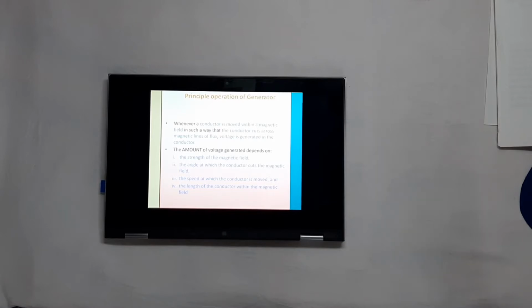Here the conductor cuts the magnetic flux because of electromagnetic induction. That is Faraday's first law. The conductor cuts the magnetic flux, and because of that there is an induced voltage in the armature conductors.